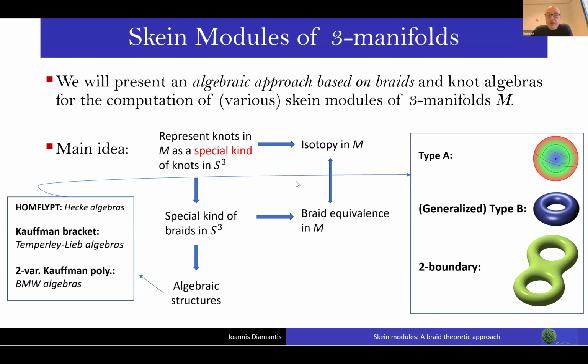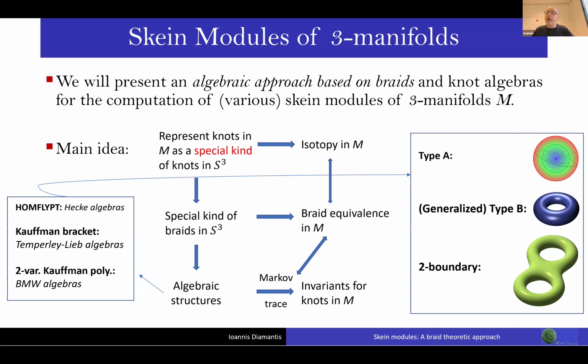And of course, using these structures and using a Markov trace, we are trying to normalize this trace and create invariants for knots and links in these three manifolds. And we will show that this is equivalent to computing the skein module of a three manifold. All right, so this is roughly the outline of today's talk.